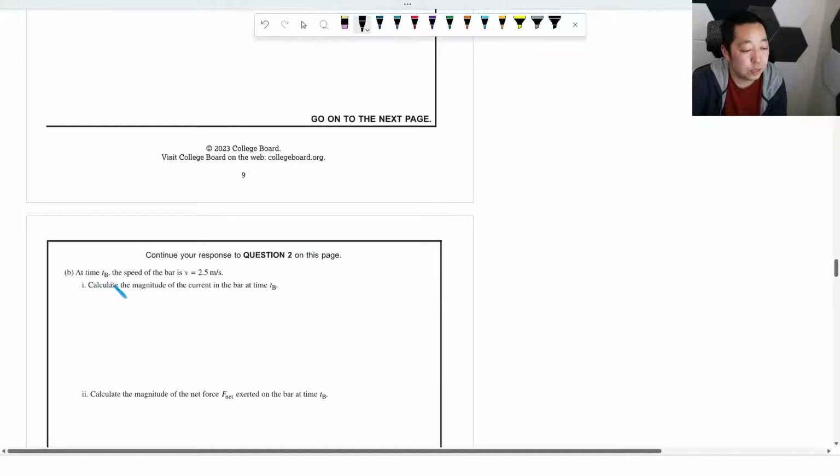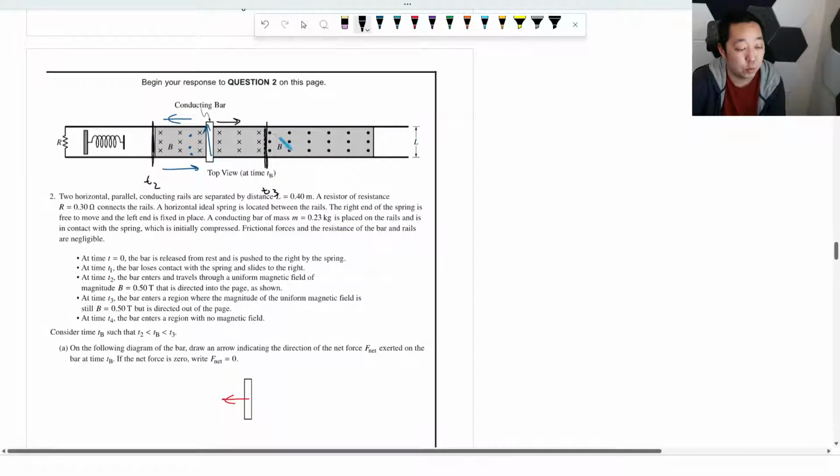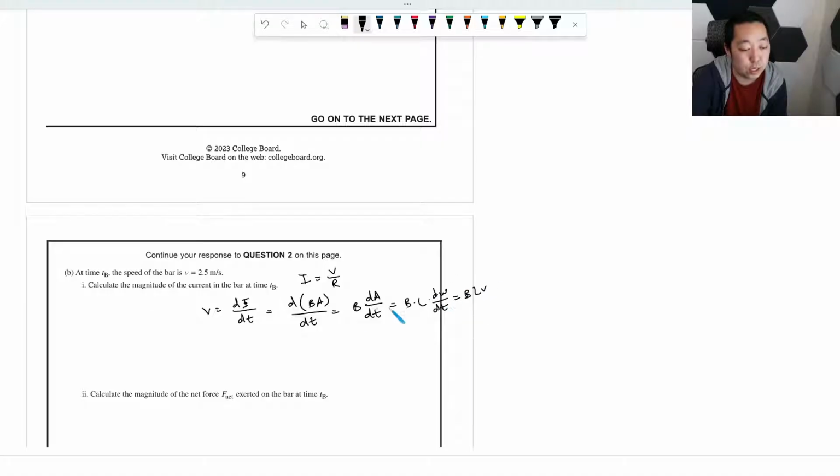At time tB, the speed of the bar is that. Calculate the magnitude of the current at time tB. Okay, so the magnitude of the current, we always do as V over R, and we always do V as the induced EMF, the change in the flux, the derivative as a function of time. And the derivative of that is B times A. But the magnetic field is not changing, so it's just dA/dt. How is the area changing as a function of time? It's length times width. The L isn't changing, so it's just B times L times dW/dt, and that's the velocity. And so all I did was derive that equation, the BLV, for you.